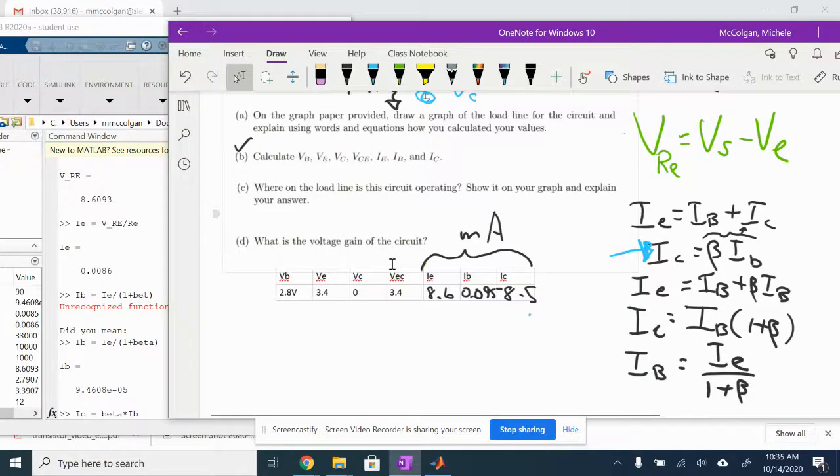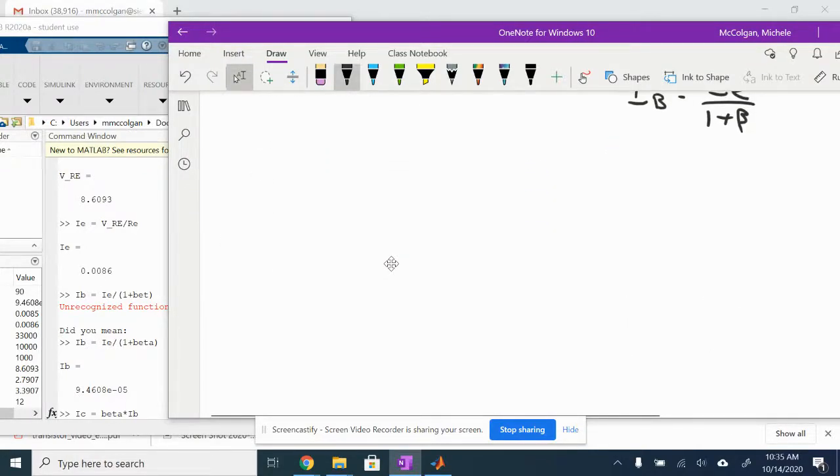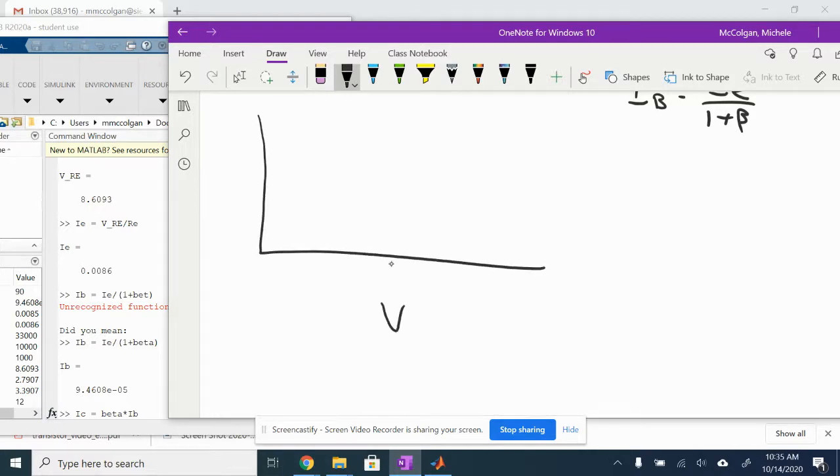So let's think about the graph. If I draw my graph, I'm going to have something that looks like this. This is my VCE down here, or VEC, let's call it, because my current flows from E to C with a PNP transistor. This is going to be my IC, and we're going to record this in milliamps. We're going to record this in volts. And the first thing I want to do is figure out the load line.